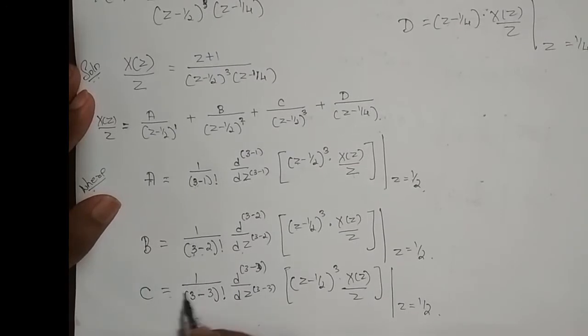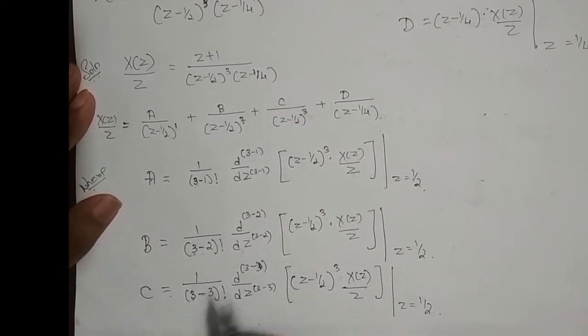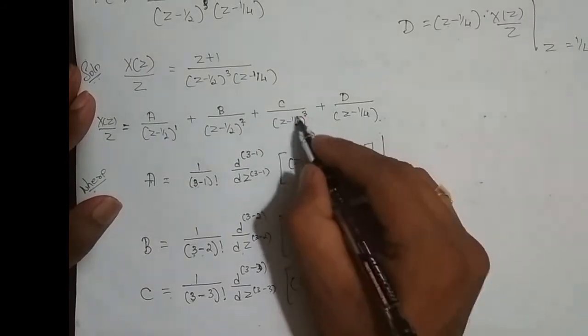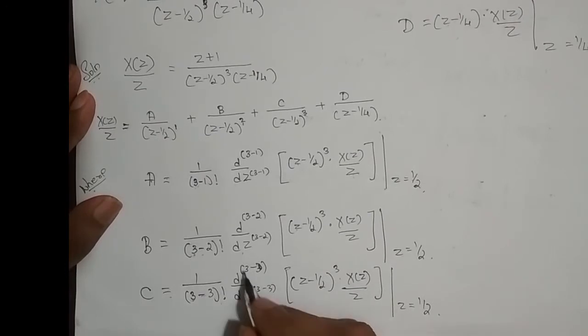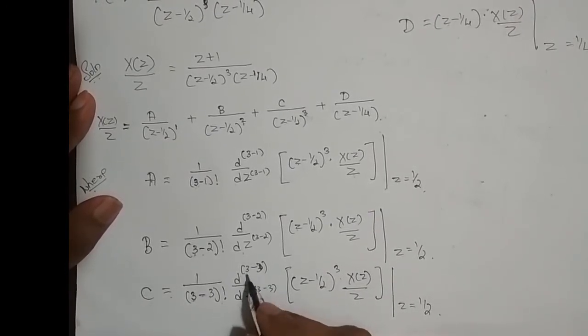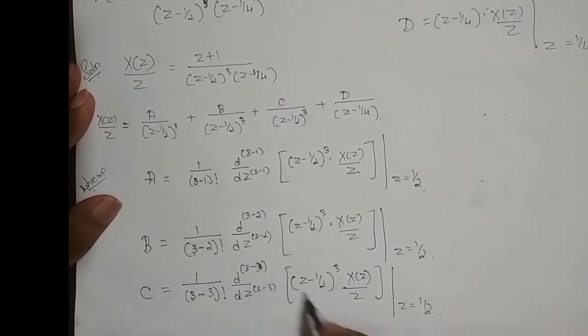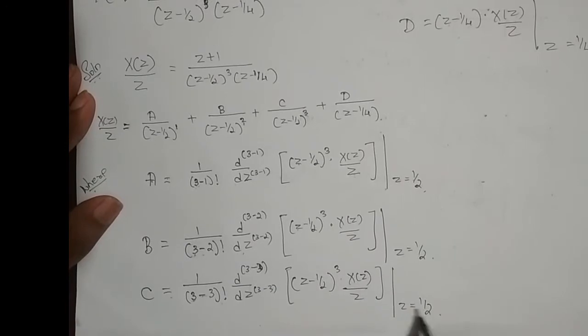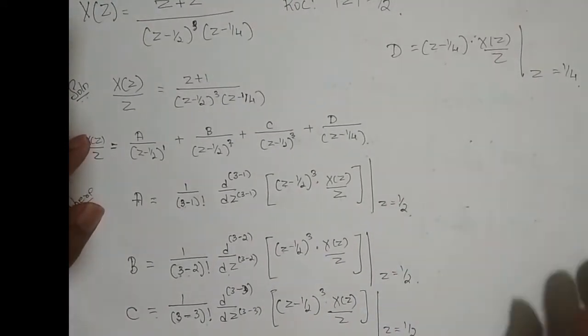Similarly, c is 1 divided by 3 minus, again 3 times the roots were repeating, minus the power of c, the part in the c, which is 3. So 3 minus 3 factorial into d by dz of 3 minus 3. The same thing goes here. When I say d by dz of 0, I don't have to differentiate it. And x of z by z remains the same at z is equal to 1 by 2, and this is fine for you, right?